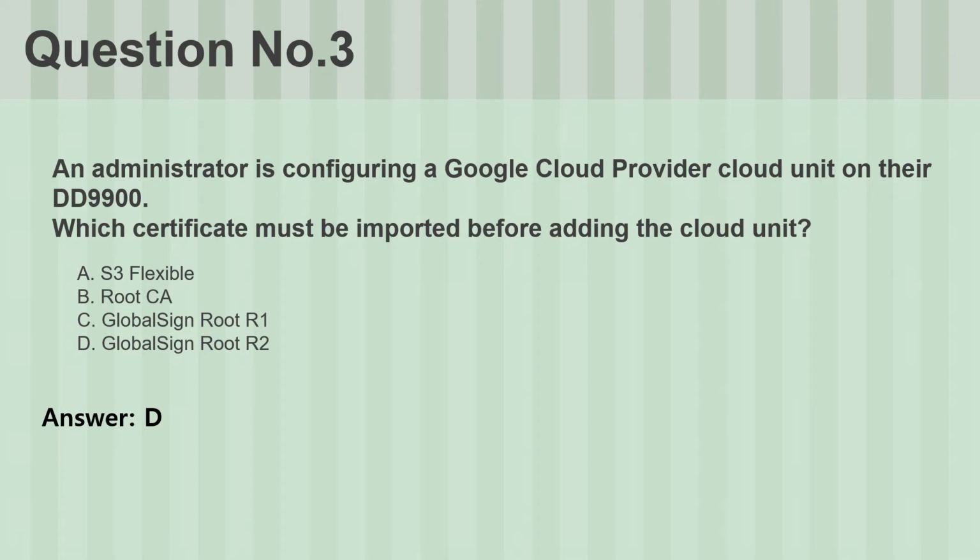Question number 3. An administrator is configuring a Google Cloud Provider Cloud Unit on their DD9900. Which certificate must be imported before adding the Cloud Unit? A. S3 Flexible. B. Root CA. C. Global Sign Root R1. D. Global Sign Root R2. Answer: D.